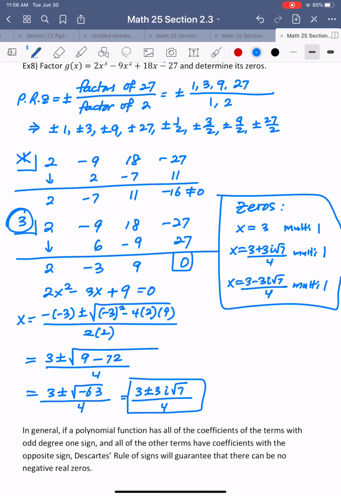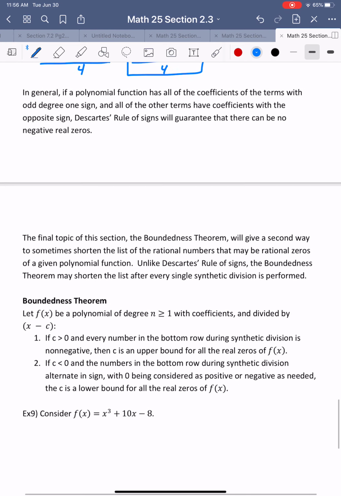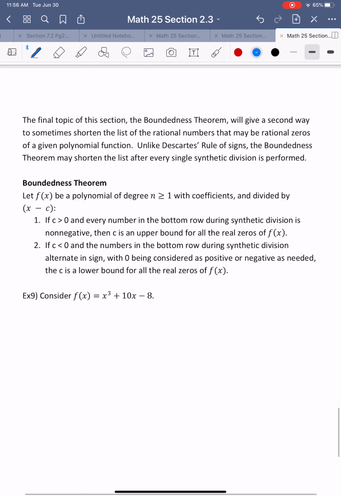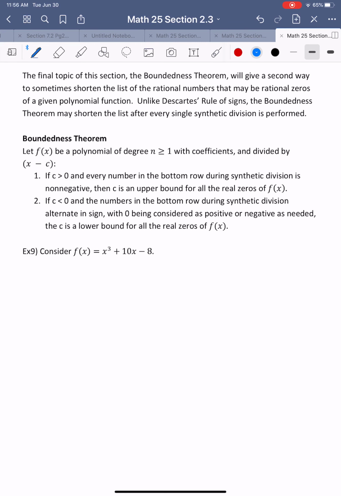Alrighty, so let's go to the next page. The final topic of this section is the boundedness theorem. It gives a secondary way to sometimes shorten the list of rational numbers that may be the rational zeros of the given polynomial function. Unlike Descartes' rule of signs, the boundedness theorem may shorten the list after every single synthetic division is performed. So, the boundedness theorem.